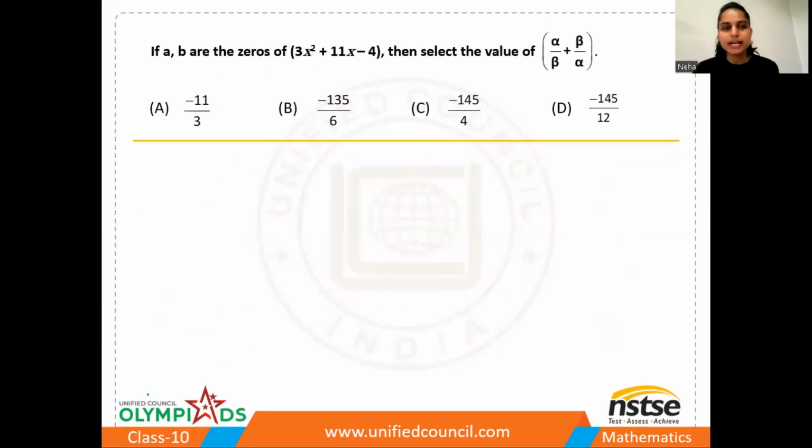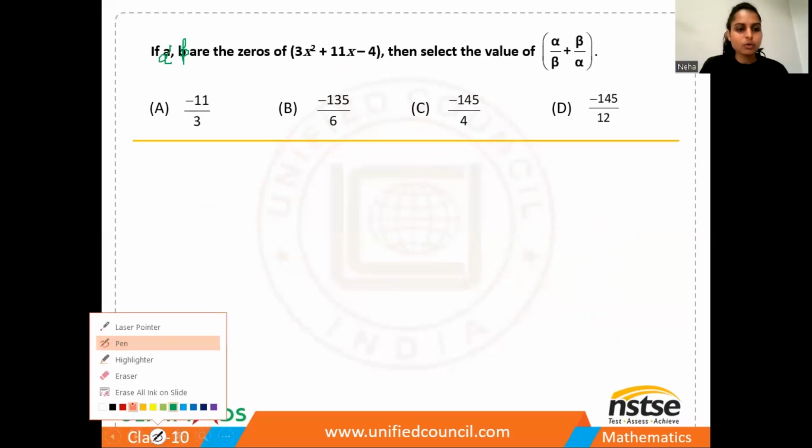The next question is: if A and B are the zeros of 3x square plus 11x minus 4, then select the value of alpha upon beta plus beta upon alpha. Alright. So this is not A and B, this is basically alpha and beta here.